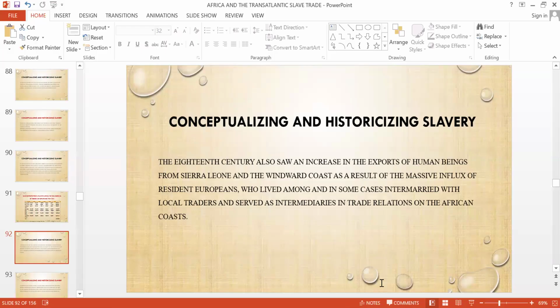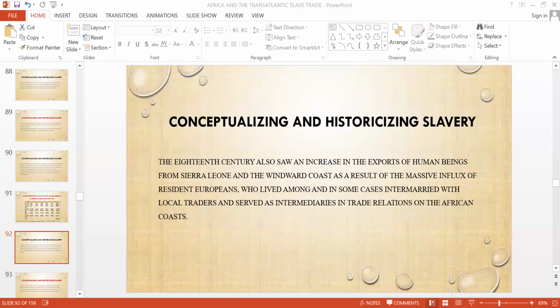So the 18th century particularly saw an increase in the export of human beings from Sierra Leone and the Windward Coast as a result of the massive influx of resident Europeans. In fact, the 18th century was the height of this slave trade. The figures presented reveal that among the African slave suppliers, the major polities that supplied the most were perhaps the Gold Coast and the Bight of Benin, which is now known as the Slave Coast.